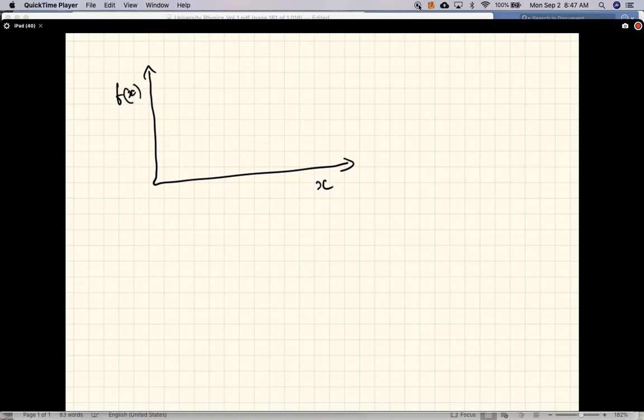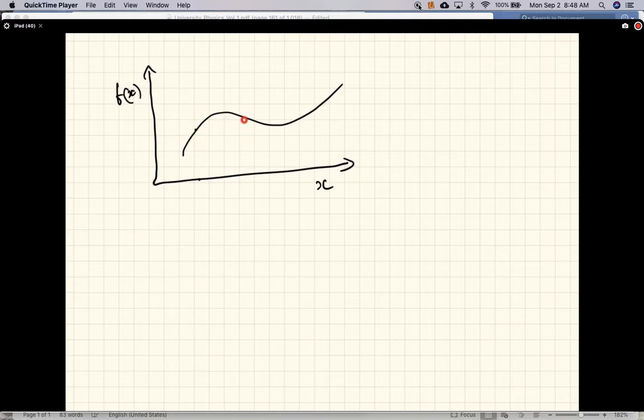So here's the function of x, and a couple of things that we are interested in is, at any given location x, is the function increasing or decreasing. For instance, at this point you can see that the function is increasing, and one of the things we want to know is how fast the function is increasing.